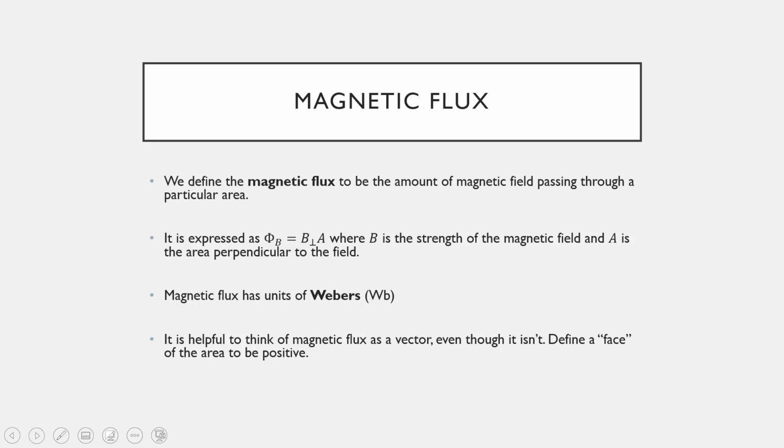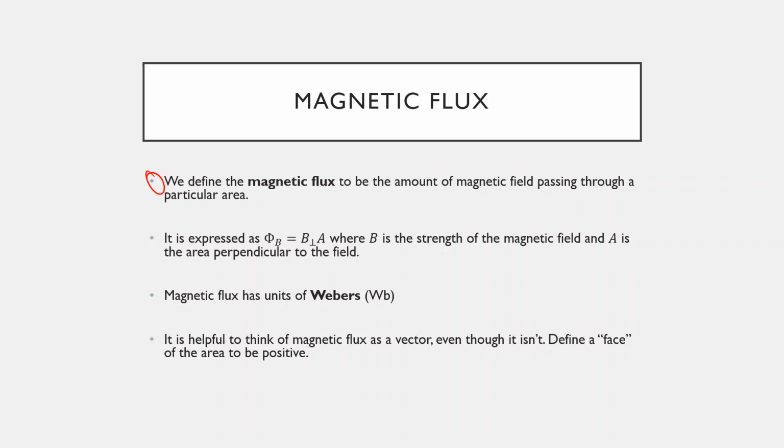So magnetic flux, we define the magnetic flux to be the amount of magnetic field passing through a particular area. This is just going to be our working definition for now. We're not going to get too into depth about what flux is and how it's related to magnetic field. We're just going to say the flux is the amount of field passing through a particular area.